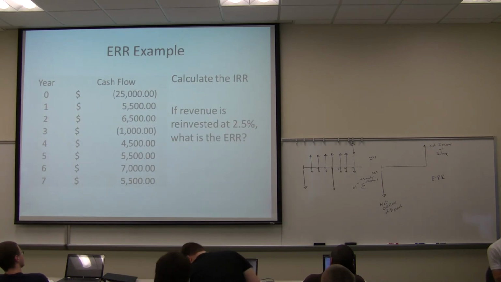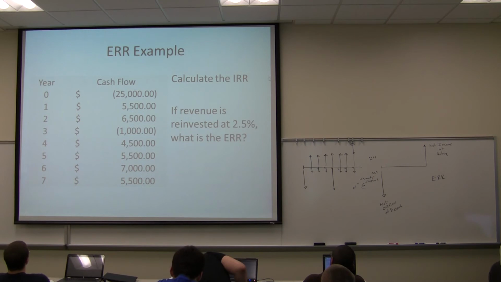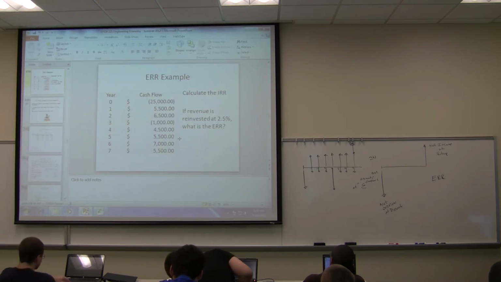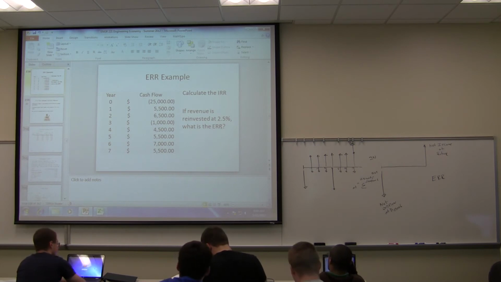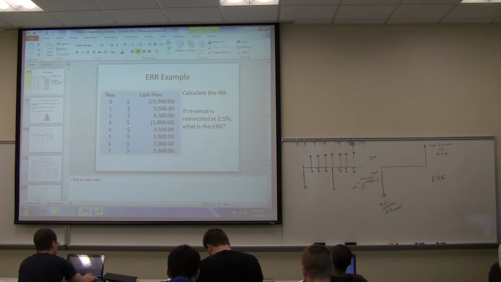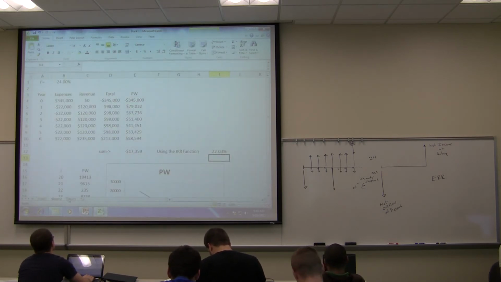Okay, so here's an example, and you can go through it as I type it. We want to find out the internal rate of return, and then we're going to find out what's the external rate of return for this project. So I'm just going to highlight this and copy it over. You can't do that. You're going to have to type it in.